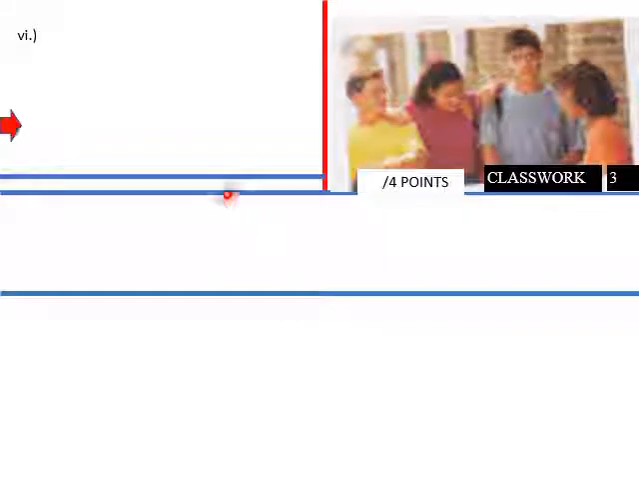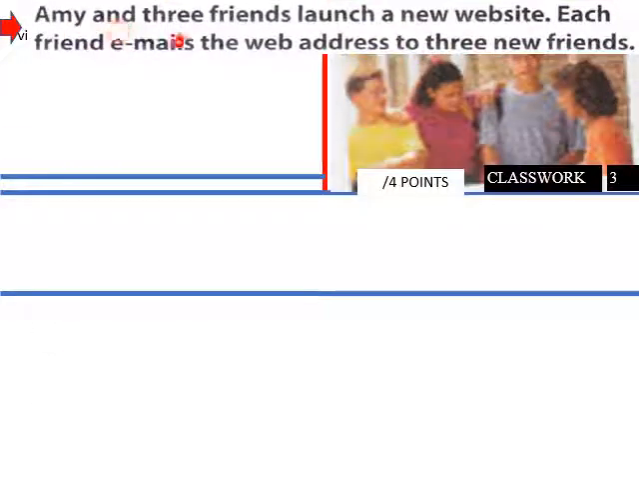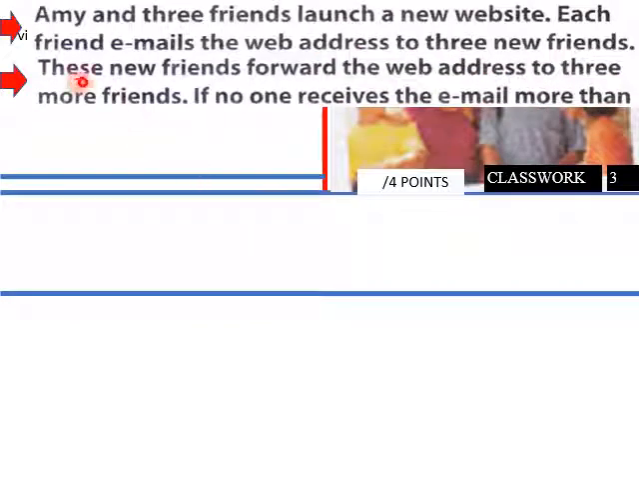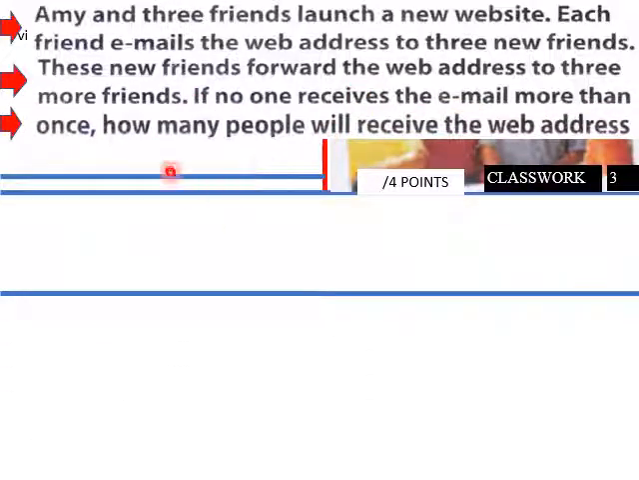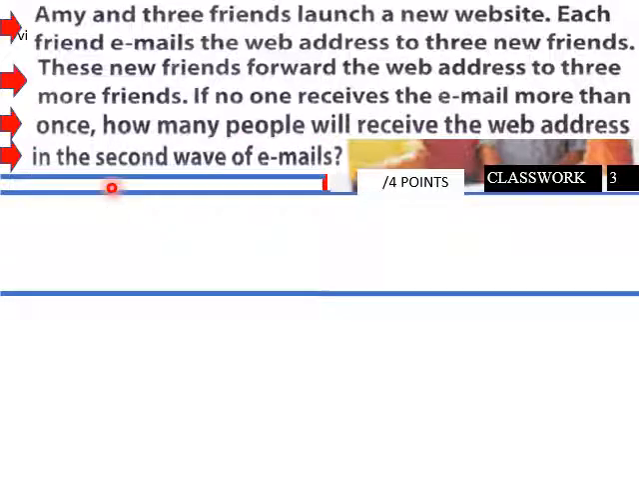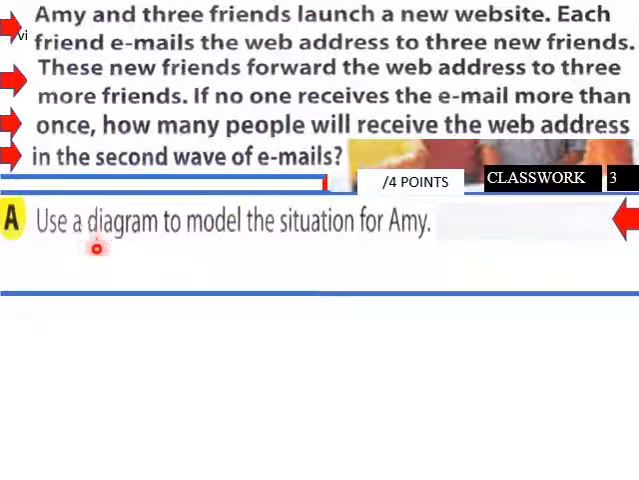So let's try an example by using the order of operations. Amy and 3 friends launch a new website. Each friend emails the web address to 3 new friends. These new friends forward the web address to 3 more friends. If no one receives the email more than once, how many people will receive the web address in the second wave of email? So with this kind of situation, what will we do to solve that?